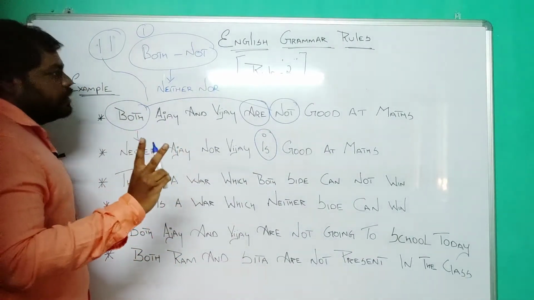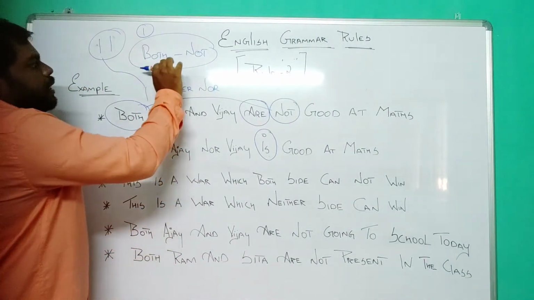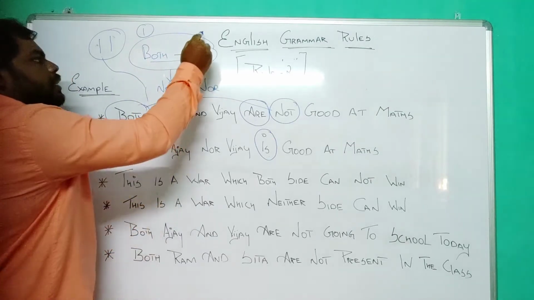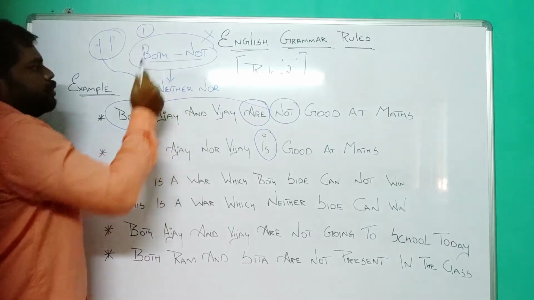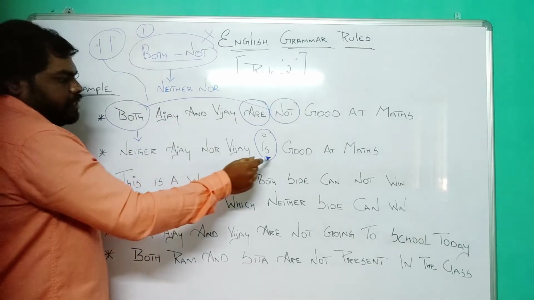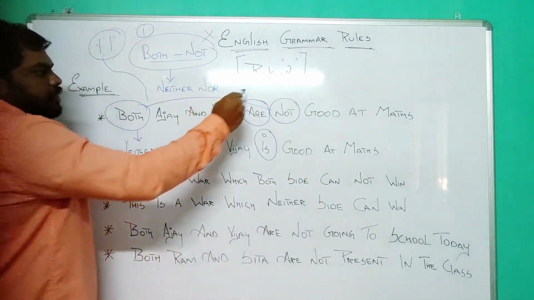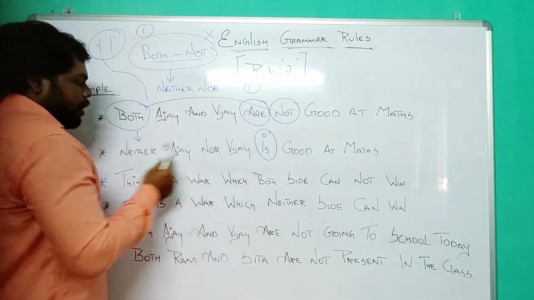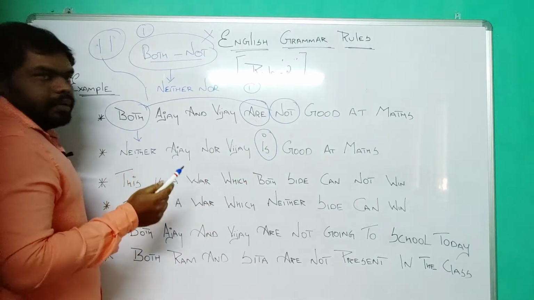So there are two things that you should remember whenever you see a sentence which contains both and not. It is a wrong sentence, and you should reframe it like, neither Ajay nor Vijay is good at maths. This is the first one to remember. Next one, you should change the verb according to the subject, right?